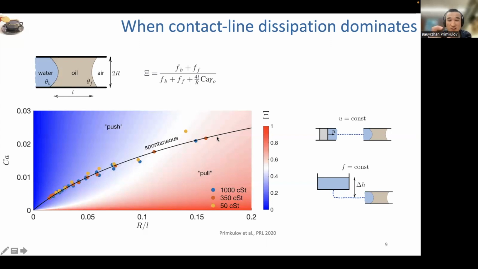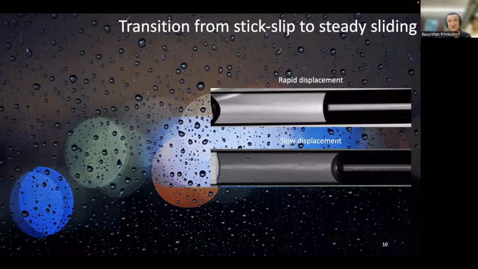But then you could force the same slug to move either a little faster or a little slower if you do two things. You can either apply external pressure, so a pressure difference across the meniscus, or you could connect one end of the tube to a syringe and drive it at a constant rate. So in this experiment, you can go above or below the line, but you can do that in two fashions. And it turns out the dynamics is somewhat different in the two cases.